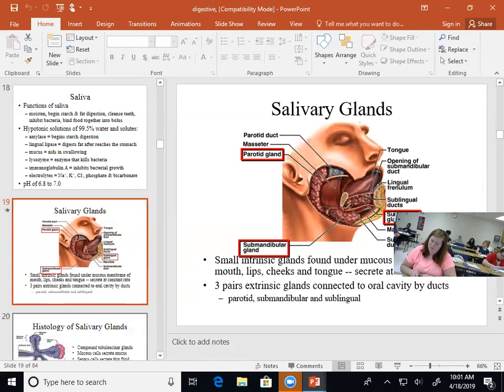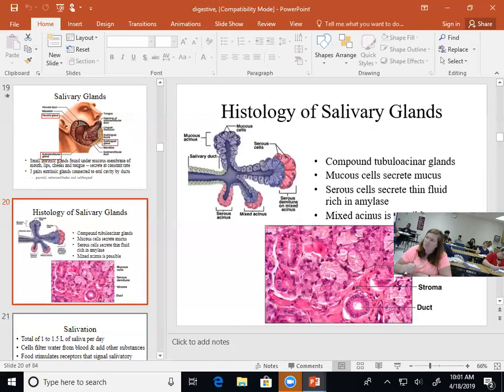Anyway, and then sublingual means what? Below the tongue. And submandibular would mean what? Below the mandible. The names tell you where they are. And you produce about 1.5 liters of saliva a day. That's a significant amount, isn't it?